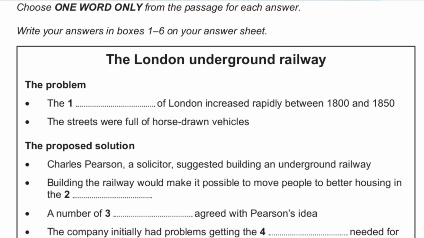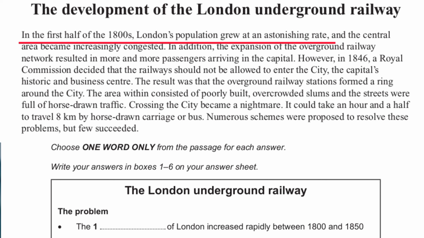So something of London, London is the keyword. It increased rapidly between 1800 and 1850. So 1800 as well as 1850 are keywords. So we'll search for the synonyms in the text. If you look at the very first line, "in the first half of 1800s," first half means 1800 to 1850, first half. "London's population grew at an astonishing rate." So increased rapidly, grew at an astonishing rate. These are synonyms. So what grew of London? Population. So population is the answer here.